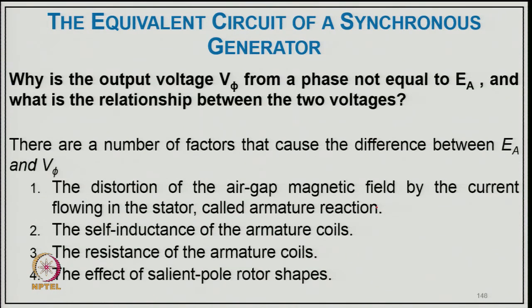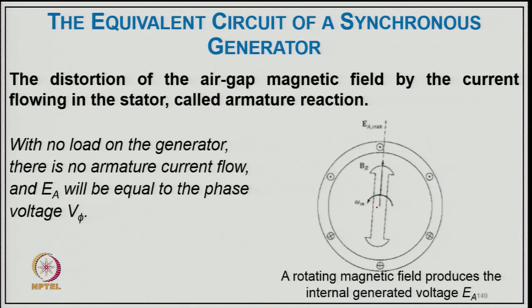So, why is the output voltage V_phi of a phase not equal to E_A, and what is the relationship between the two voltages? There are a number of factors that cause the difference between E_A and V_phi: the distortion of the air gap field produced by the current flowing in the stator, called armature reaction; the self inductance of the armature coil; the resistance of the armature coil; and the effect of the cylindrical pole rotor shape. So, with no load on the generator, there is no armature current flow and E_A will be equal to V_phi, and the rotating magnetic field produces the internal generator voltage E_A here.